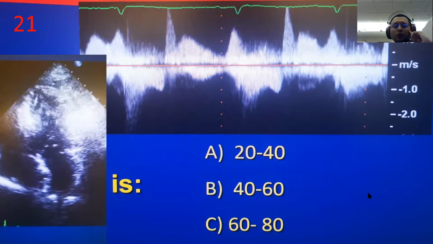I'm sure you won't know. I also don't know this one. 40 to 60. Okay, so is it basically this is something that is novel, you know.